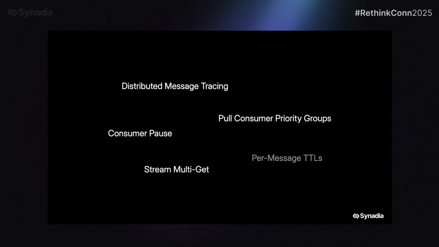Now, we have quite a list of new features, and I highly encourage you to go and have a look at the release notes and the changelog to find out what all of them are, but I'd like to call out and introduce 5 headline features today, which are the distributed message tracing, per message TTLs, consumer pause, pull consumer priority groups, and stream multi-get. And I'd like to just take you on a very quick tour about what these 5 things are for and why you would use them.